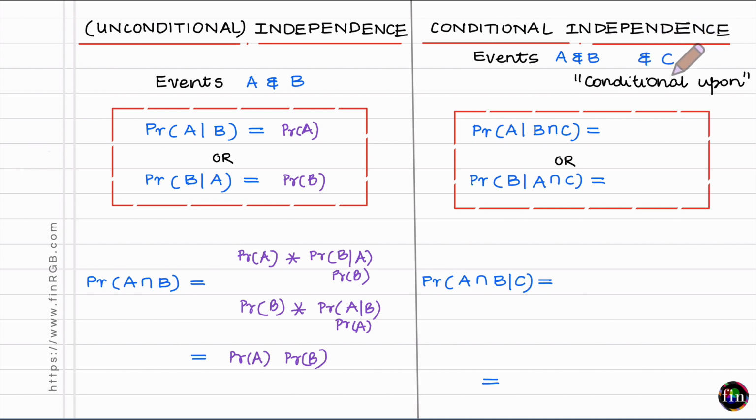Okay, see, it's a verbal definition which is very similar to the definition which we had for unconditional independence. The only notable difference is that we are conditioning everything on this event C, and therefore we are moving from unconditional probabilities to conditional probabilities given event C.